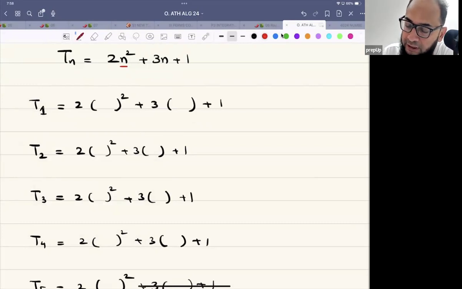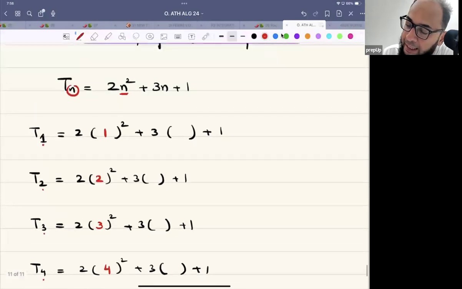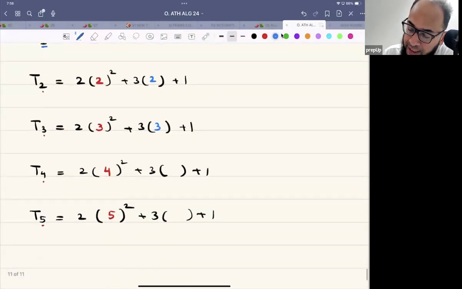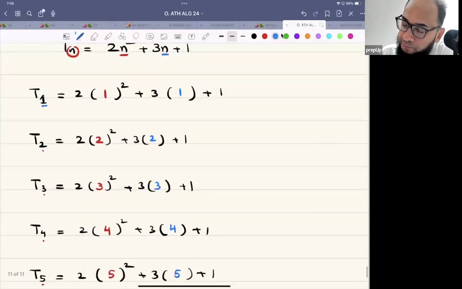Now, first of all, this is n square. N is this thing. So this is 1, this is 1 square, this is 2, this is 2 square, this is 3, this is 3 square, this is 4, this is 4 square, this is 5, this is 5 square. And then over here, this is 3n: 3 into 1, 3 into 2, 3 into 3, 3 into 4, 3 into 5. Now let's work it out.